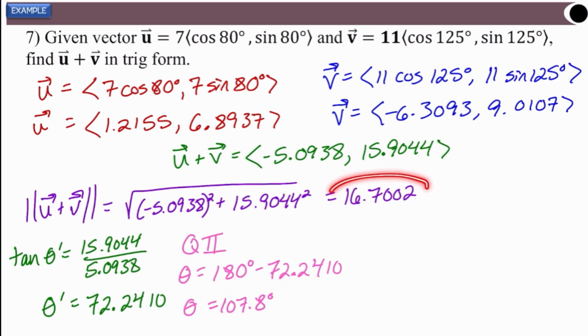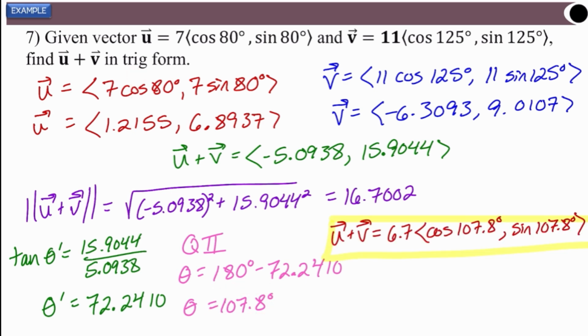So we have our magnitude, we have our direction angle. So that's all we need to put in trig form. And so the trig form would just be 16.7 times the cosine of 107.8 degrees, comma, the sine of 107.8 degrees. Voila.